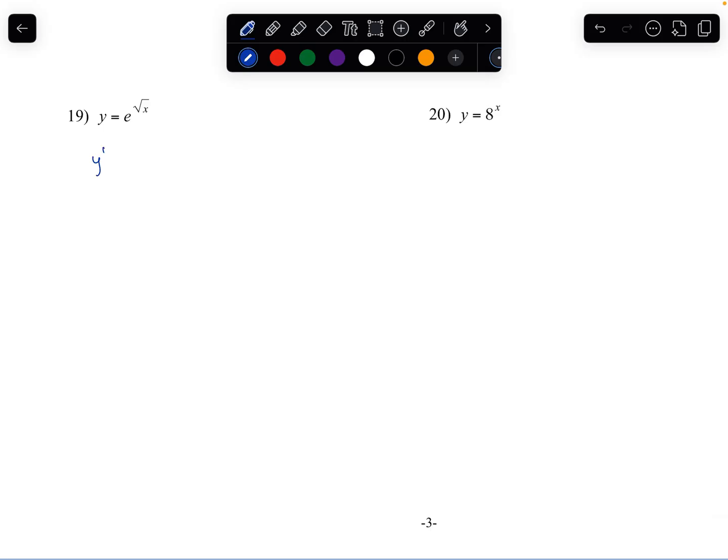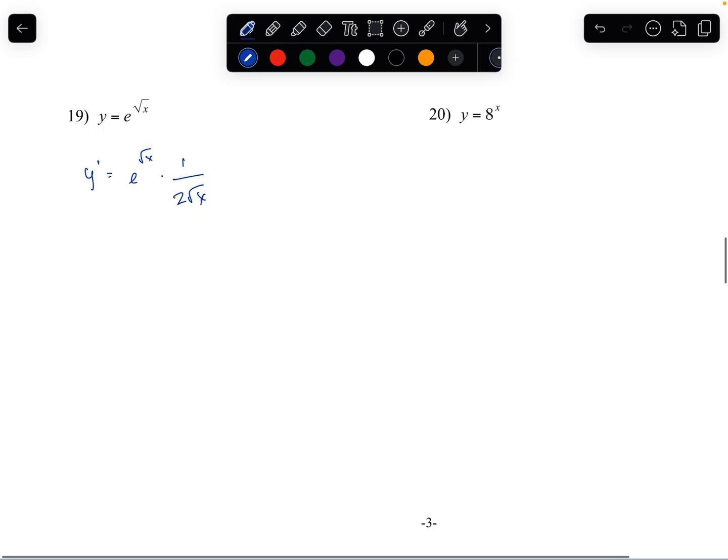Alright, this one will require the chain rule though. So y prime will be equal to e to the square root of x. Now I have to go inside here and take the derivative of square root of x, so times by 1 over 2 root x.